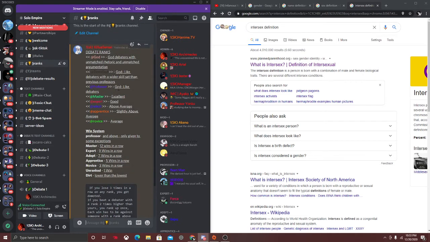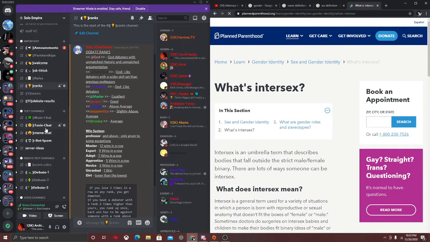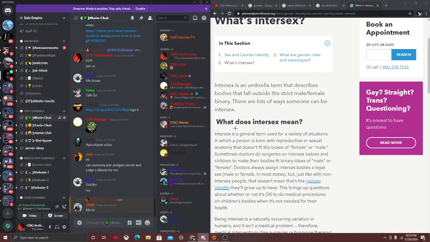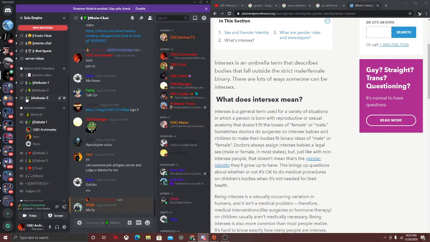Okay, so what it's going into is binary ideas. No, you're speaking of a different article. This article specifies, the first opening statement literally specifies that it's the anatomy that doesn't fit into the boxes of female and male, and the binary ideas of male and female. Yeah, it states ideas. That's conceptualizing, not conceiving.